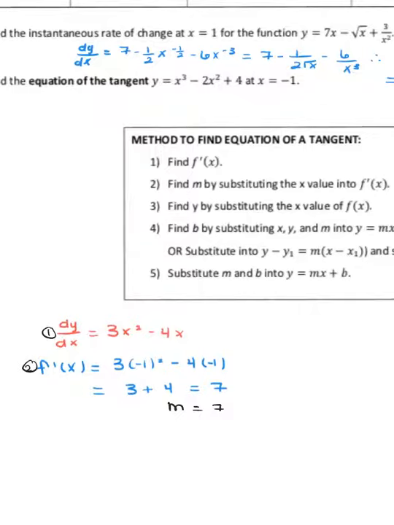Now step 3 says find y by substituting the value of x into the original function. So I found my derivative, which helped me find the slope of the tangent line. Now I'm going to find the y value from my original function. So my original function is f of x is equal to x cubed minus 2x squared plus 4. You're going to substitute your x value into the original function.